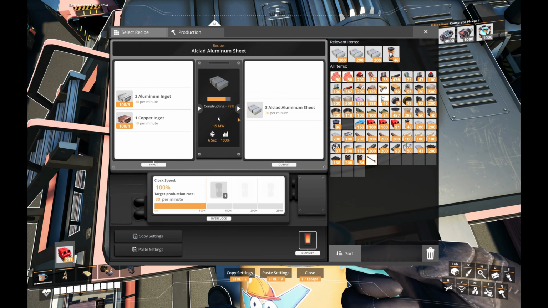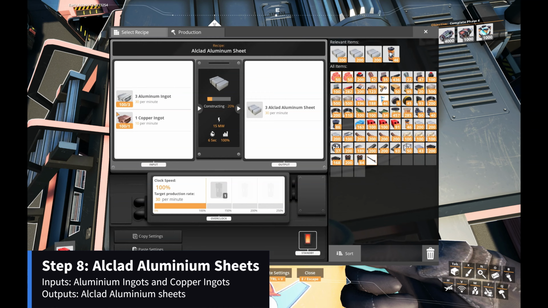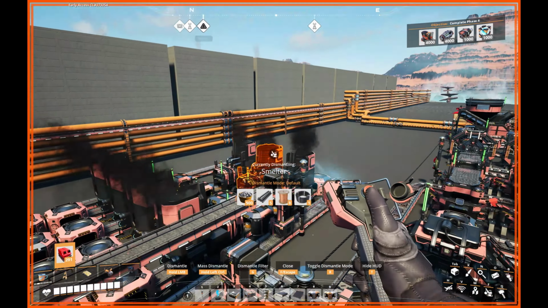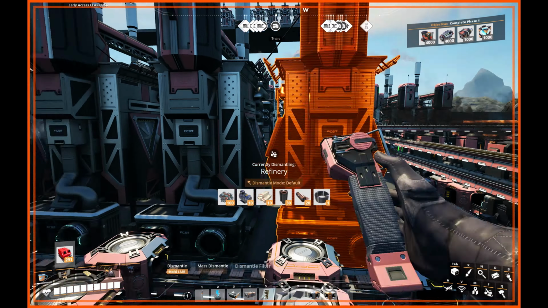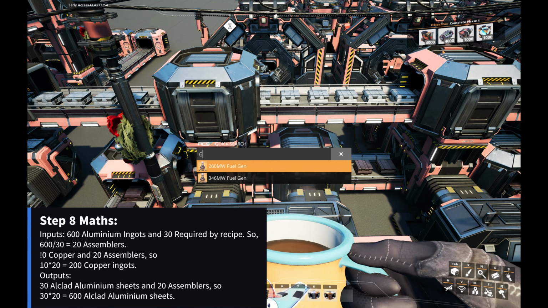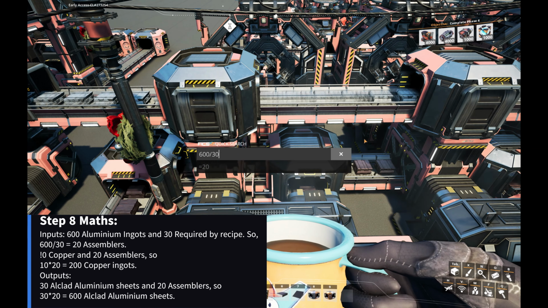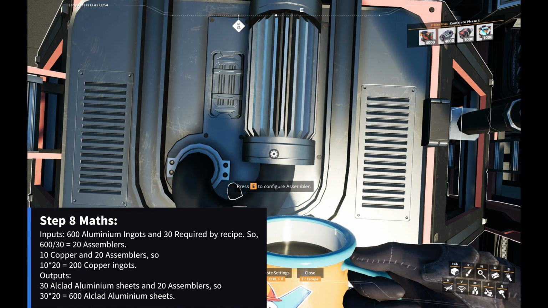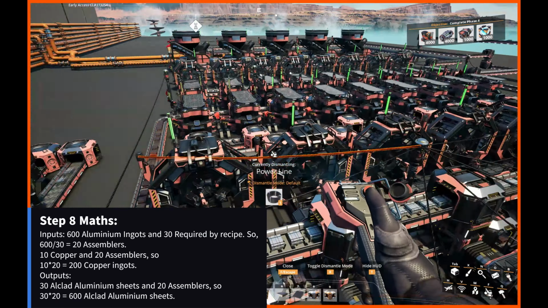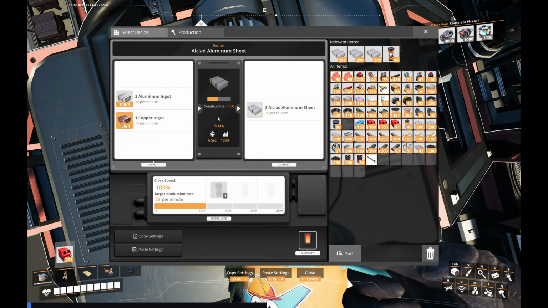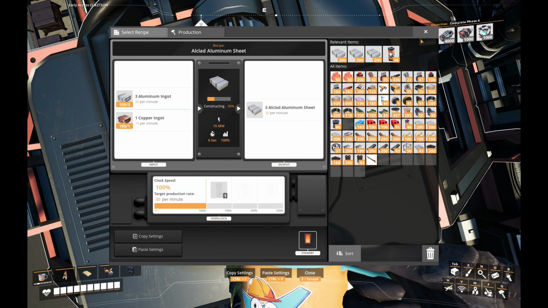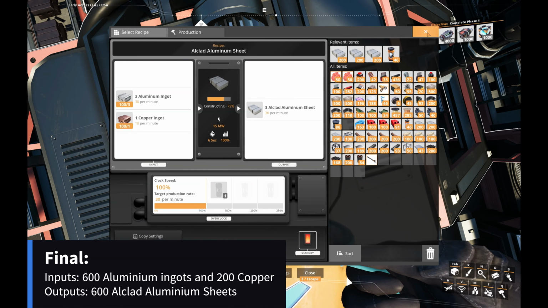Now, we finally go into step 8. The recipe is Alclad Aluminium sheets. It takes both aluminium ingots from step 6 and copper ingots from step 7 to make Alclad Aluminium sheets. As for the step 8 maths, since we get 600 aluminium ingots, and this recipe takes 30, 600 divided by 30 equals 20. So we need 20 assemblers in total. I have 10 assemblers in a row, and I have 2 rows of assemblers in this step. So in total, this step takes in 600 aluminium ingots and 200 copper ingots to make 600 Alclad Aluminium sheets.